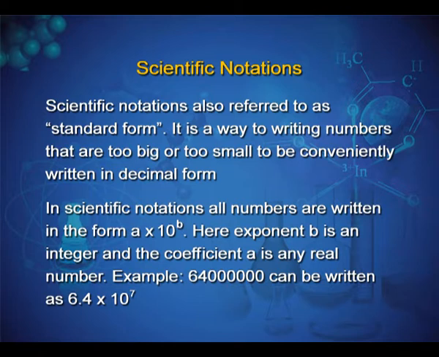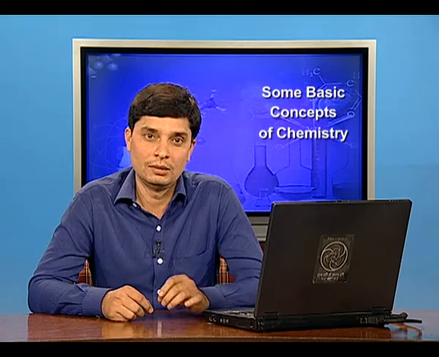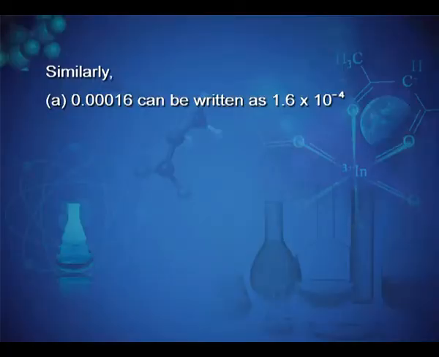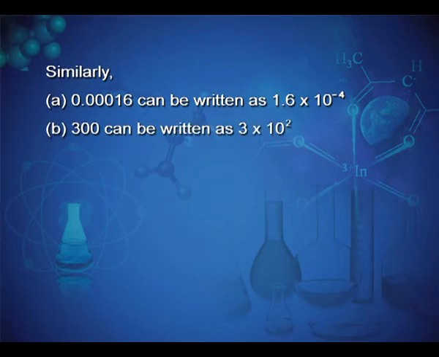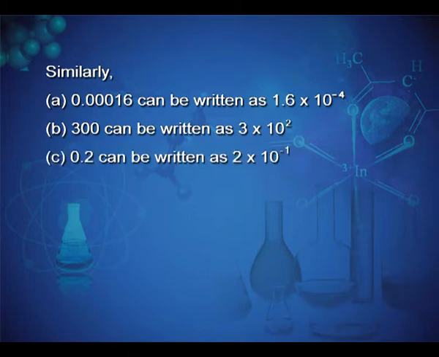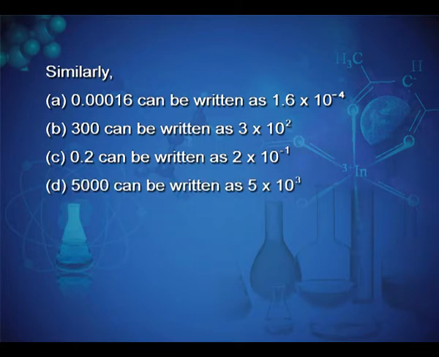Example: 64000000 can be written as 6.4 into 10 to the power 7. Similarly, 0.00016 can be written as 1.6 into 10 to the power minus 4. 300 can be written as 3 into 10 to the power 2, 0.2 can be written as 2 into 10 to the power minus 1, and 5000 can be written as 5 into 10 to the power 3.